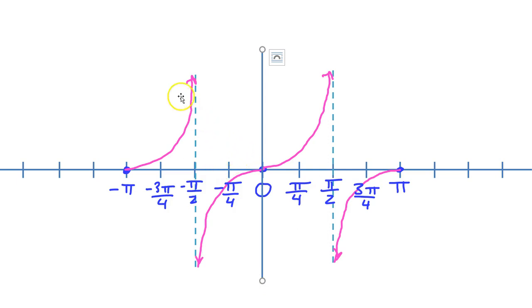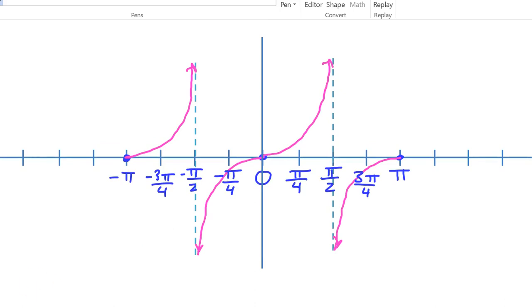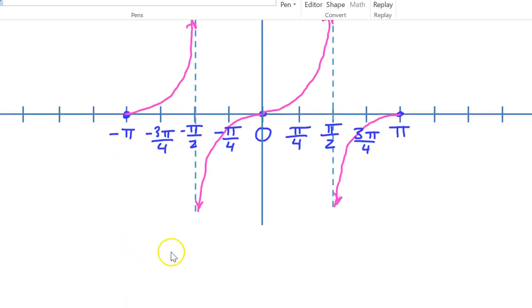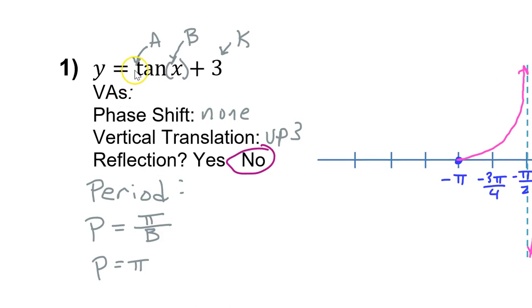Okay, there's my y-axis. Now I'm going to put in a couple additional points just to make a point. Haha, see what I did there? The a value. Let's just slide over and take a quick look. Okay, our a value is 1. Now, for sine and cosine, that was the amplitude. That served as the high point and the low point.